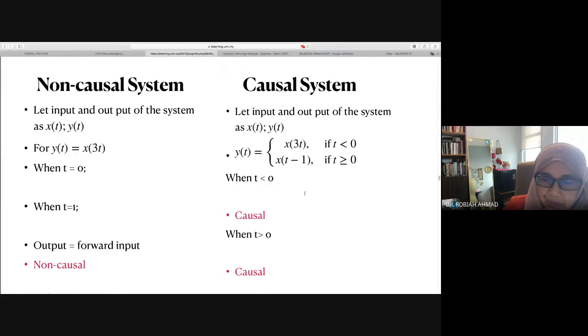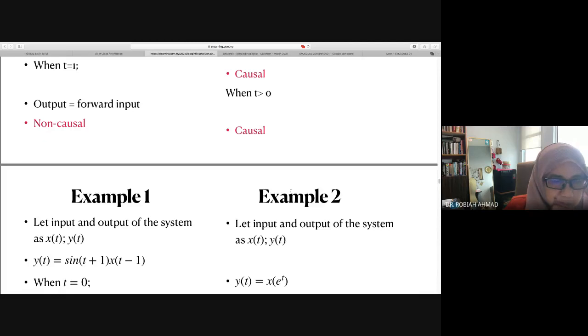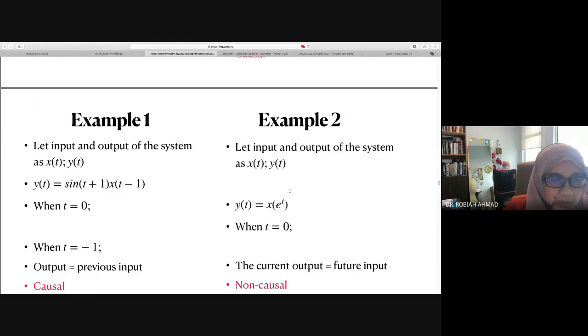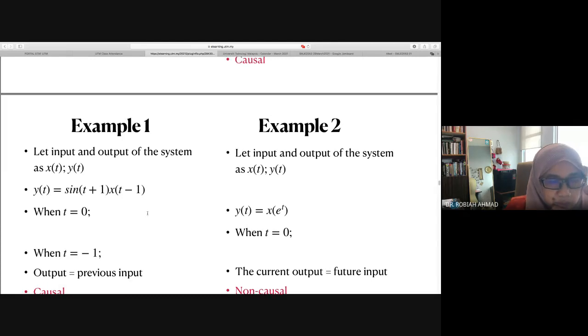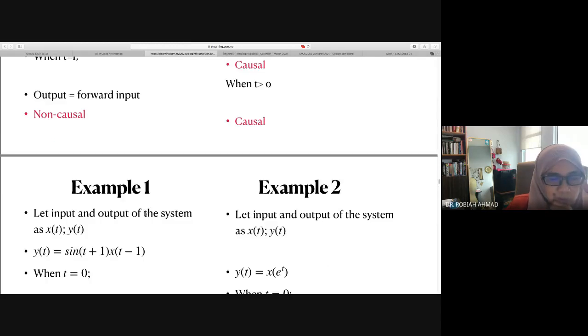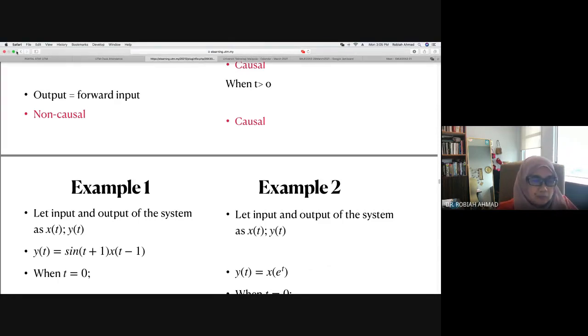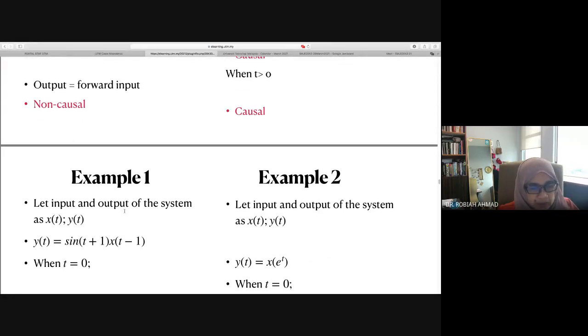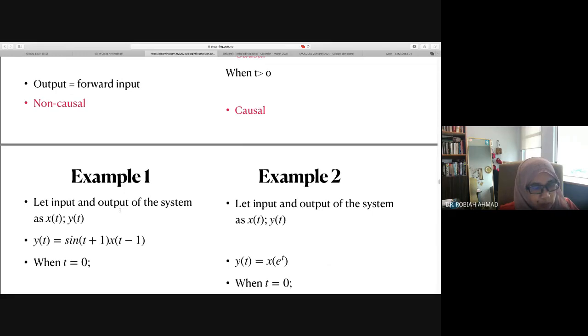Okay, to make sure that you understand the concept of causal and non-causal, can you do the same for example 1 and example 2? Please check whether it is causal or non-causal. First example, example 1, yt equal to sine t plus 1 times xt minus 1. And then for example 2, yt equal to x exponential of et.